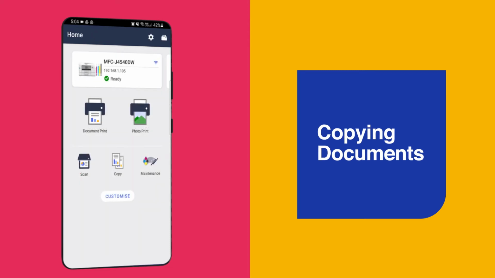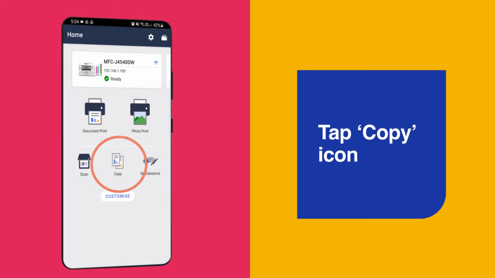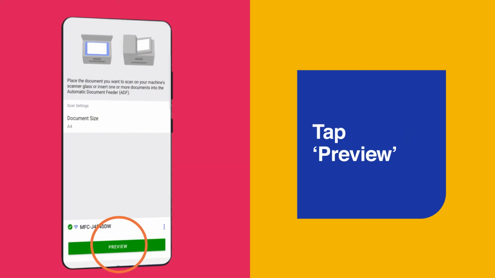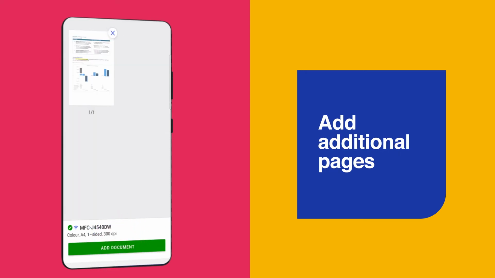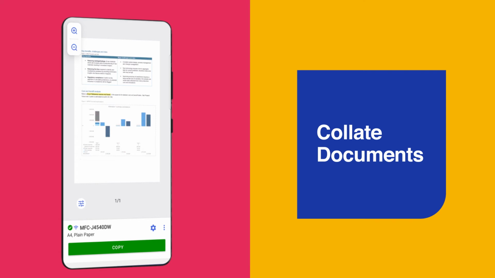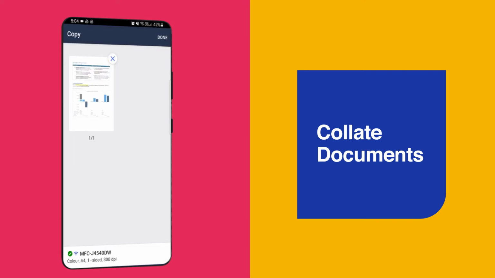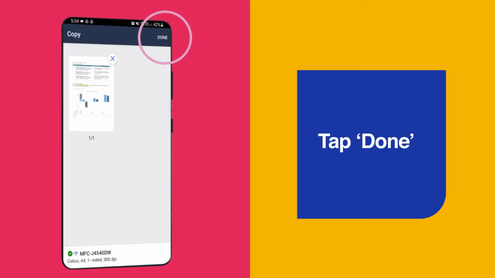Creating copies of your documents is a breeze. Just tap the Copy icon, then tap Preview. Your Brother device will scan the document and provide you with a preview. There is also an option to add more pages should you need to collate documents. Once you're happy with your selected document, tap Done.